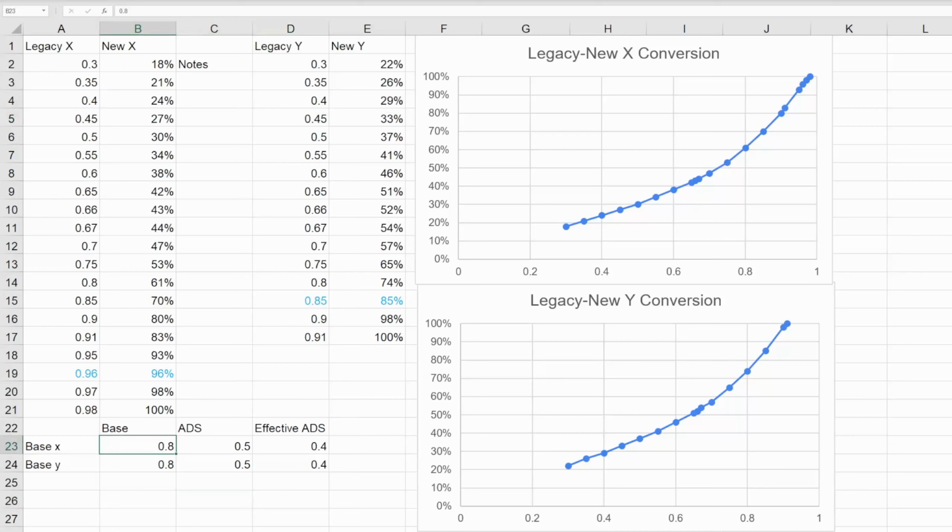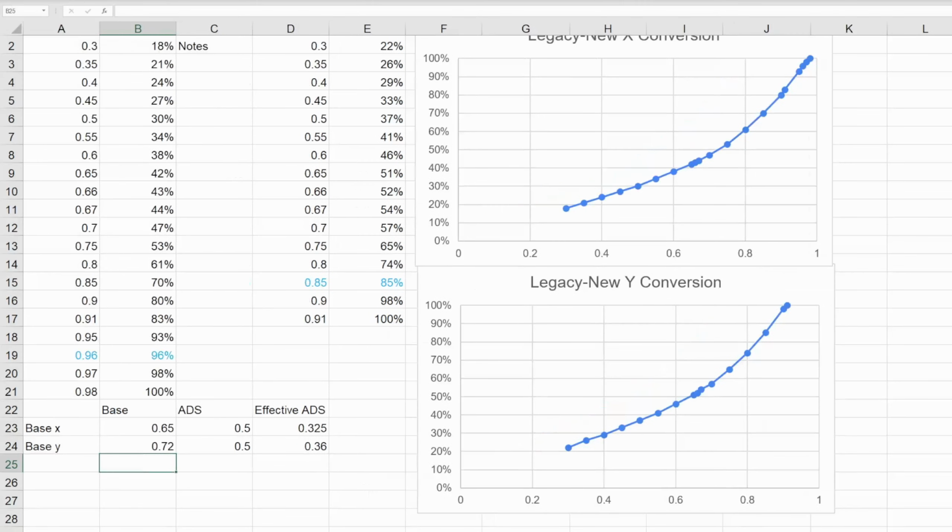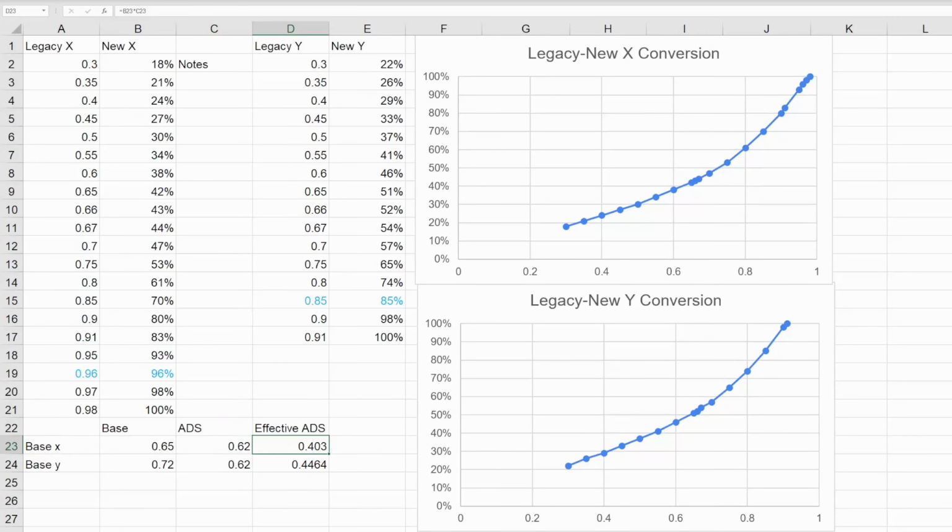Let's do another example. Let's make it a little bit more difficult. Let's make the numbers more complicated. So let's do 0.65 base, 0.72 base, and an ADS multiplier of, say, 0.62, 0.62. I'm always making these the same as your ADS multiplier was the same across X and Y. Okay, so we have an effective ADS sense of 0.403 on X. So that's going to be just above 0.4. Because it's so close, that's basically a rounding error. Go with 24%. And then on your Y, it's just below 0.45, nearly a rounding error. So I'd probably take that ADS sense of 33%. You could also do 32%. That'd be reasonable.